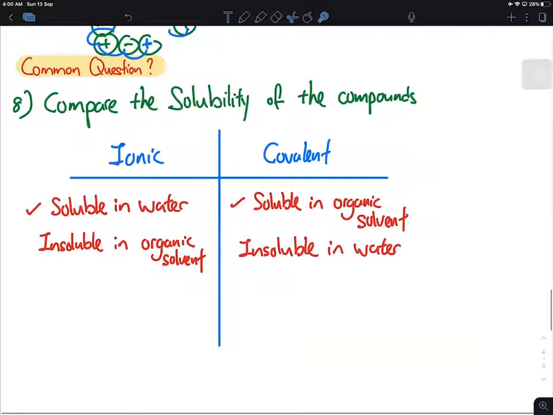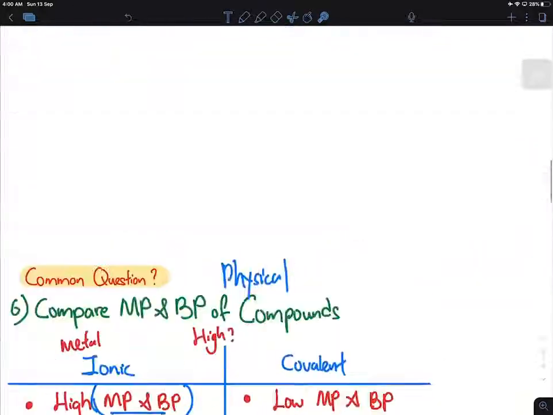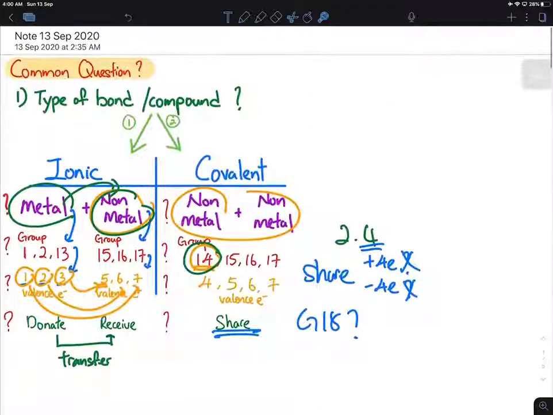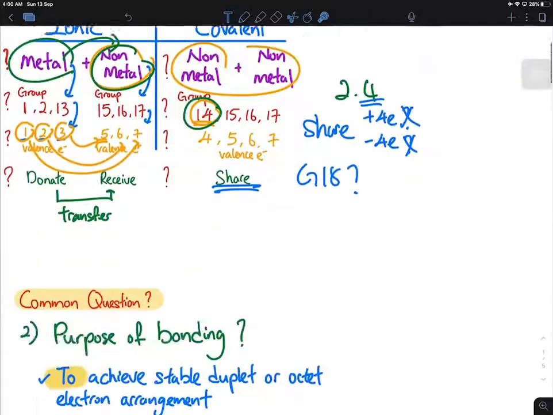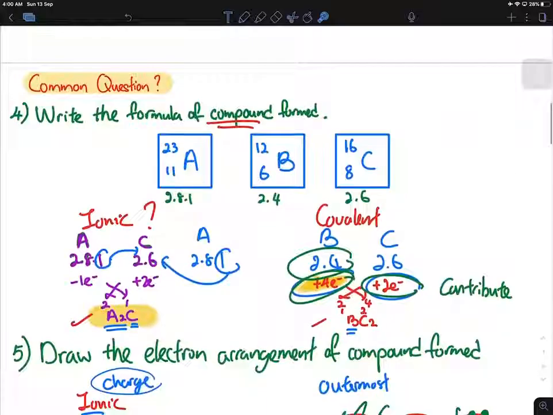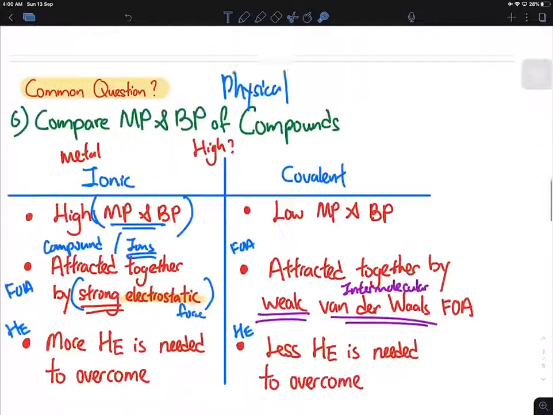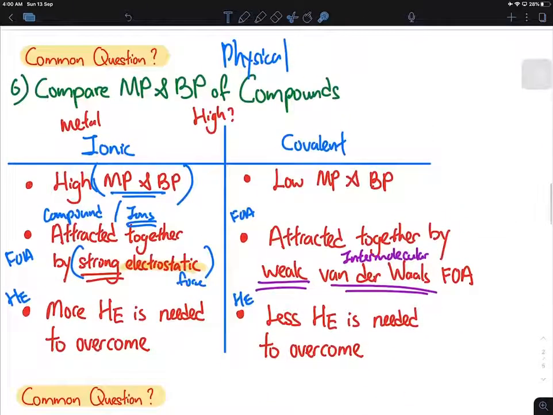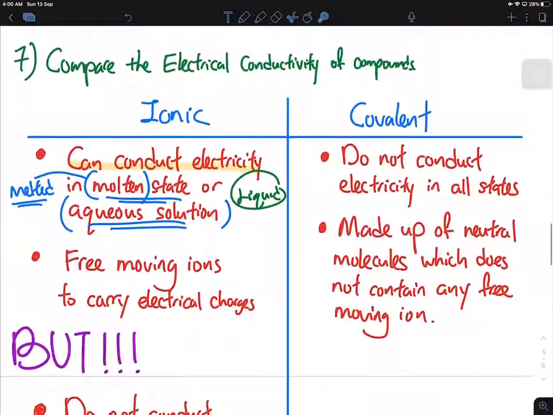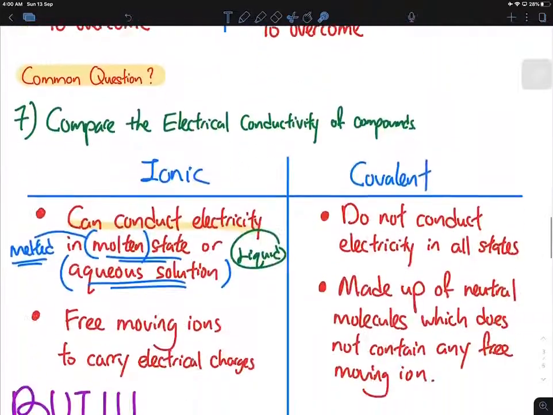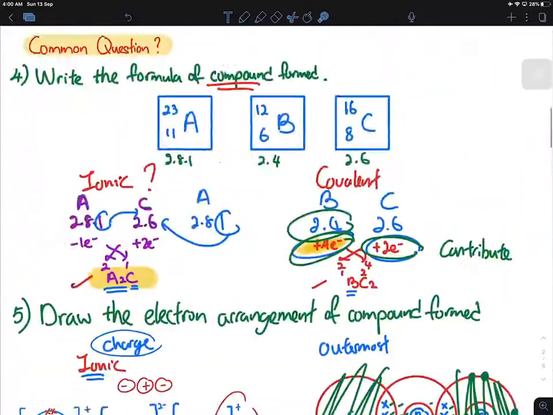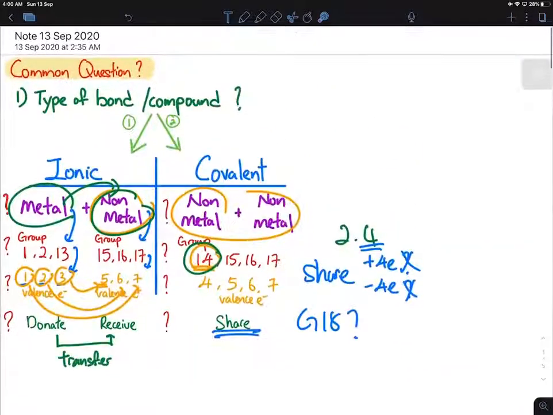Just like that. So these are the 8 types of common questions that we have gone through for today. If you want to copy, you can go back and play back, stop at whichever question you want and copy it out, or you can screenshot it. These are all the questions that I am going to ask you all next week. So please be prepared, especially comparing the 2 physical properties, electrical conductivity and melting boiling point. So that's all for this chapter 5 video.